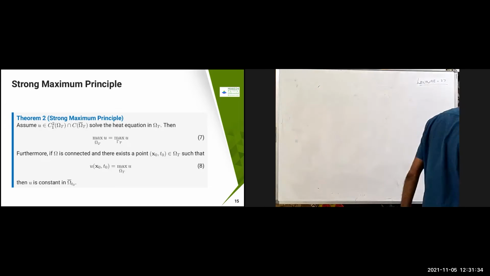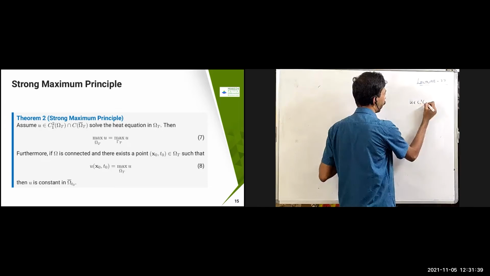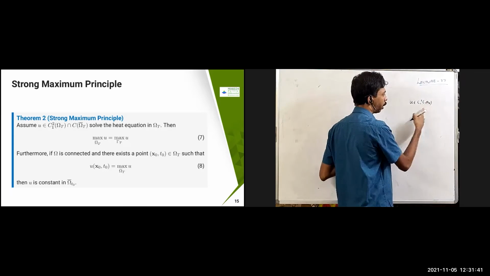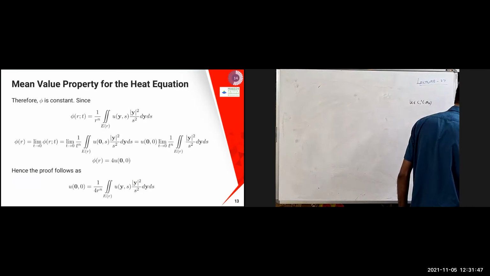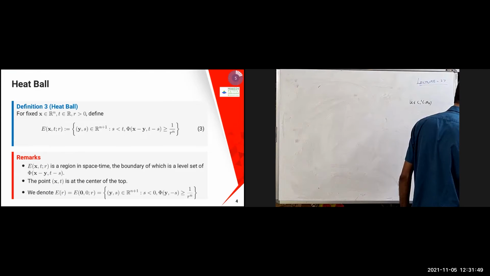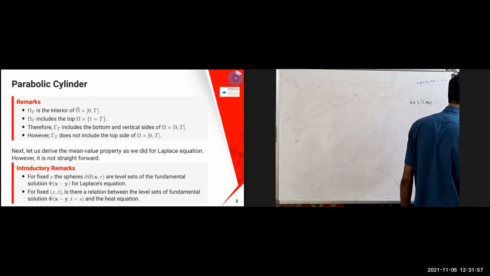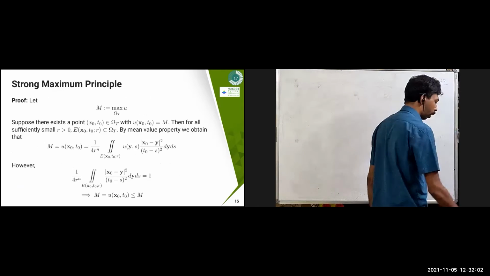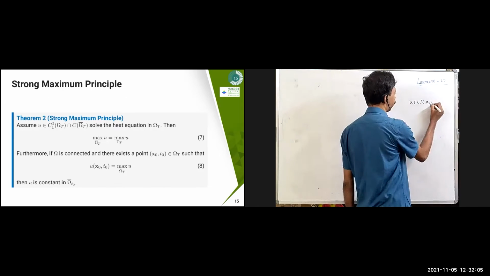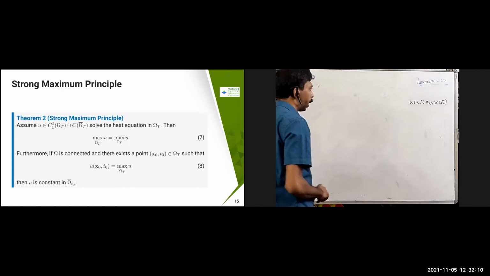Okay, so suppose u belongs to C1 square of omega t, which is nothing but what we have discussed, the right parabolic cylinder. Remember this one, parabolic cylinder we have defined. This is the parabolic cylinder. Okay, so this omega t I'm just going to define. This u belongs to C1 square of omega t, and we have intersection C of omega t bar, and it solves the heat equation in omega t.